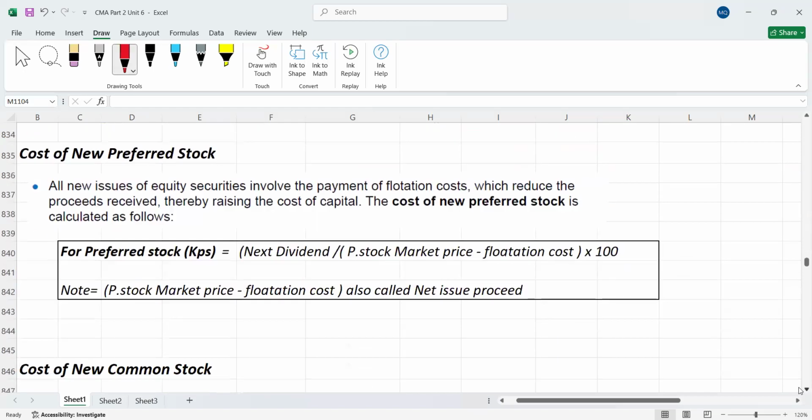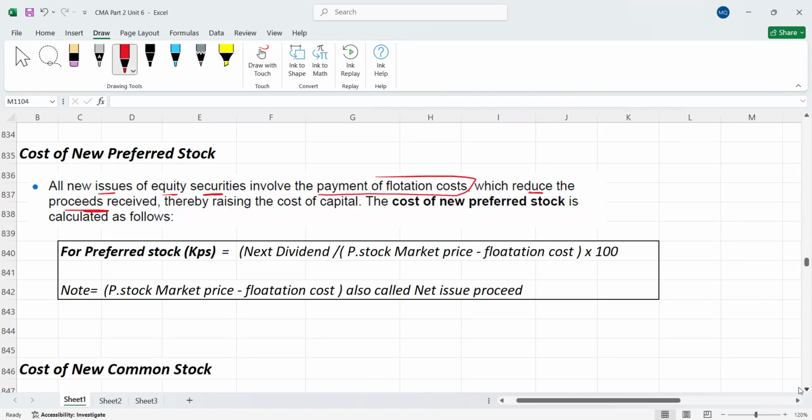Okay, so great. Then, guys, now we have the cost of new preferred stock. Like if you are issuing preferred stock, right? All new issues of equity securities involve the payment of flotation cost. Even if you are issuing preferred stock, there might be an issuance cost related to that. Maybe you are hiring a broker like a bank, which is called an underwriter, so you may have to pay a fee to them. Maybe you have to pay some fee to the stock exchange. So there are flotation costs, which reduce the proceeds received.